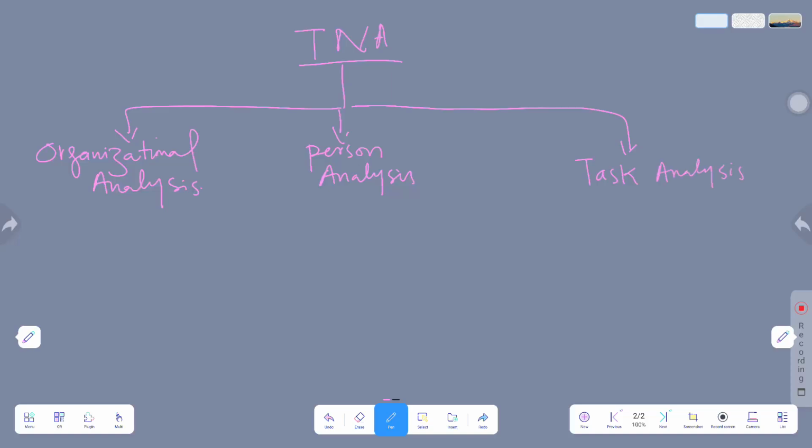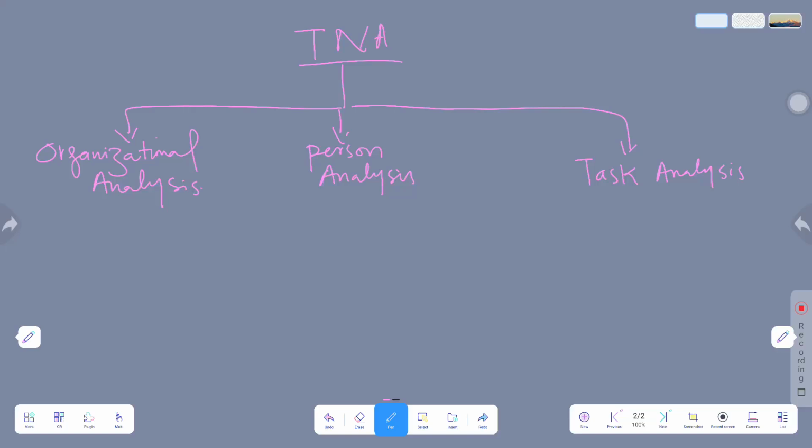There are three components, or three steps, or three elements of training need assessment. Or we can say, how to determine training needs in an organization, we have to conduct these three types of analysis or assessment. Number one, organization analysis, then person analysis, and third one is the task analysis.